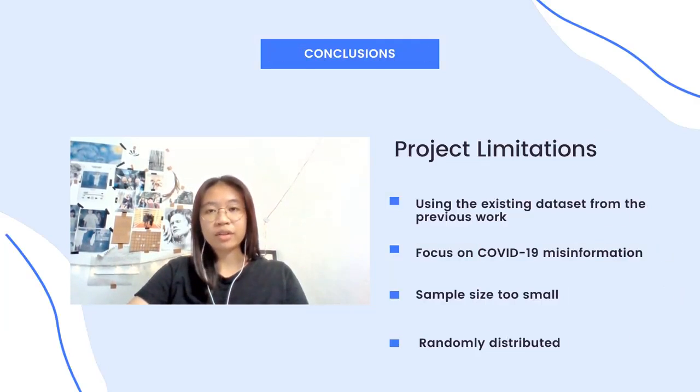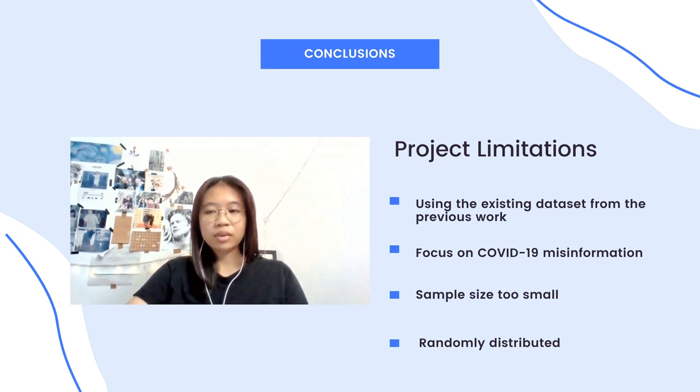Therefore, in conclusion, even though these studies provide insight into factors affecting the users in using social media to find information related to COVID-19 and also creating an awareness toward misinformation, however, there are several project limitations in this finding. First, in this study, we are using the existing dataset from previous work, and I believe that it would be better if future researchers could collect the dataset within a long period of time, and it will be good if the dataset is up to date. And second, in this study, we are focusing on COVID-19 misinformation, and I believe future researchers could also focus on other health information such as heart disease, cancer, obesity, and so on.